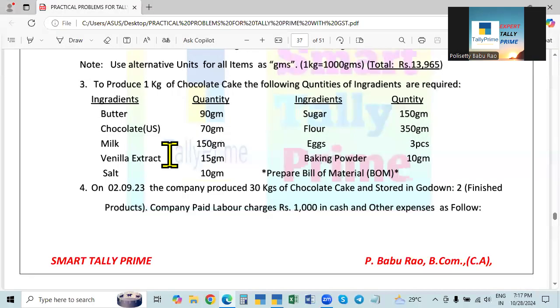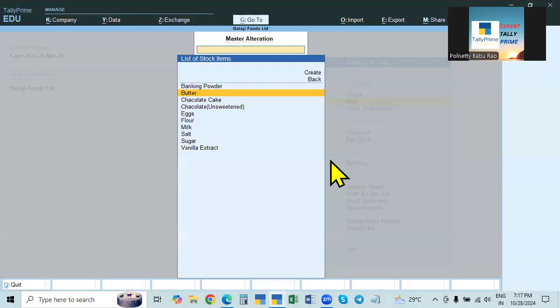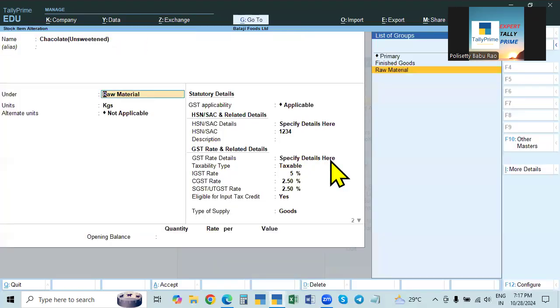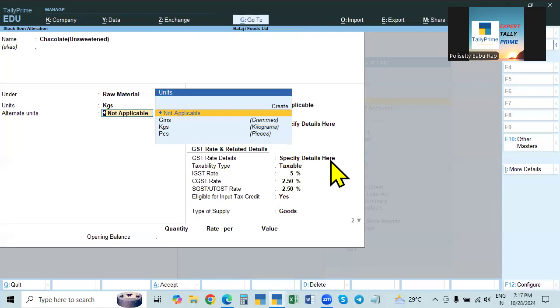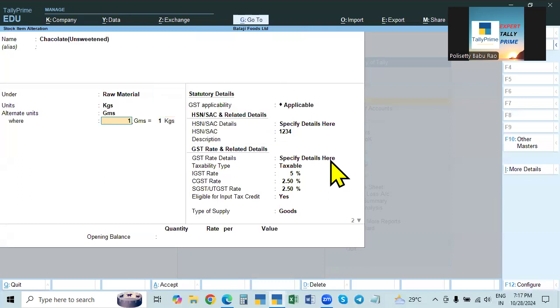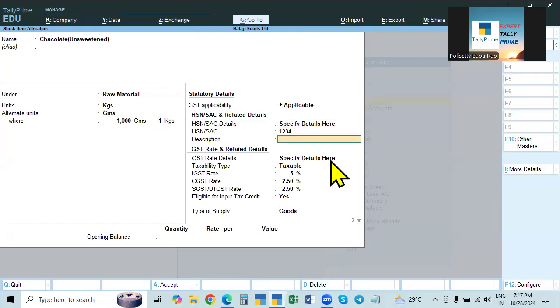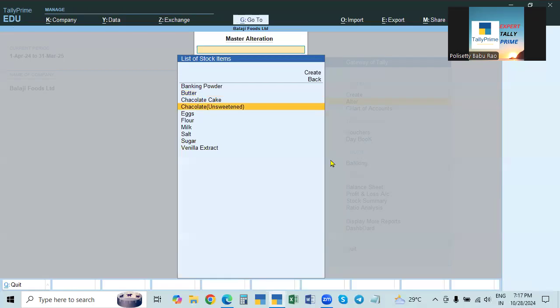And another one is chocolate, unsweetened. For this also, you take up the raw material, kgs, and alternate is grams. So 1000 grams is equal to 1 kilo, and these are taxable. So 1, 2, 3, 4, taxable 5%. Okay, 5%. And one more thing I forgot here.